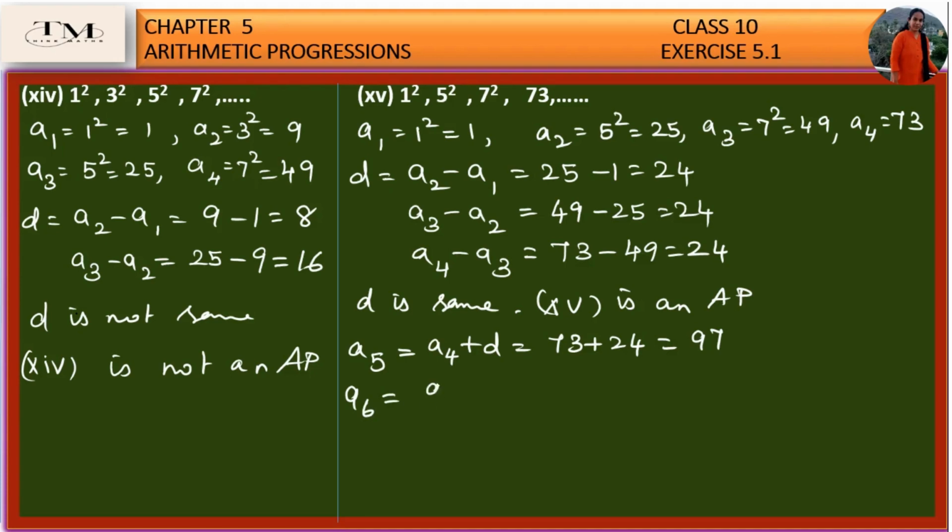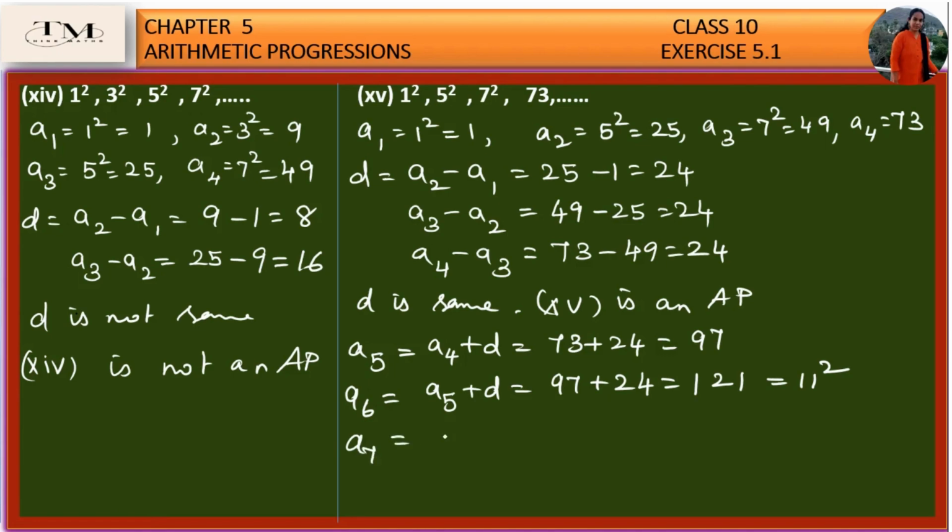A6. So A6 is A5 plus D. So A5 is 97 plus D is 24. So 97 plus 24 is, I think it is 121. 121 is nothing but 11 square. Why I am writing as 11 square means it is given some terms as power 2. So I am also converting some terms into power 2.